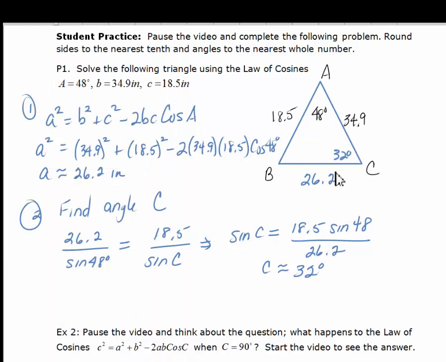And so now we have almost everything filled out. The last thing to find is B. And B is just equal to 180 minus the 48 minus the 32. So B is equal to 100 degrees. And at this point, I encourage you to double check by using the law of sines. I'm not going to do that in this video. I think you've seen it enough times, but it's really good for your practice to check and see that those ratios give you values that are very close.